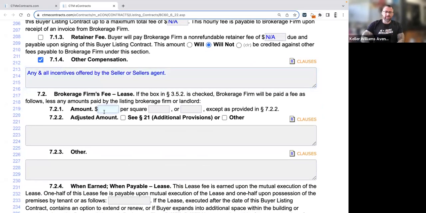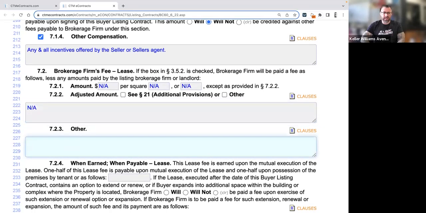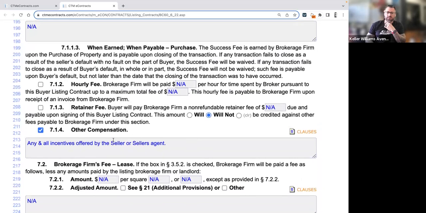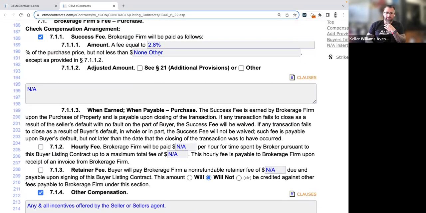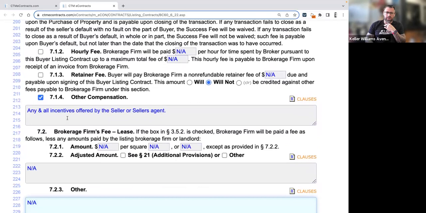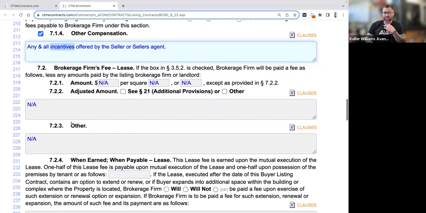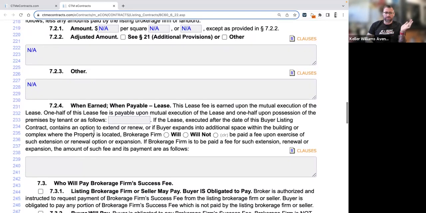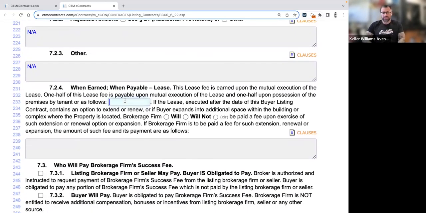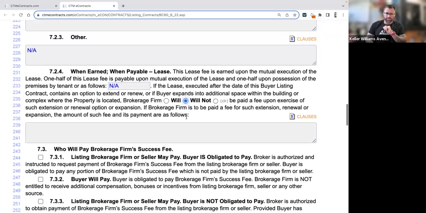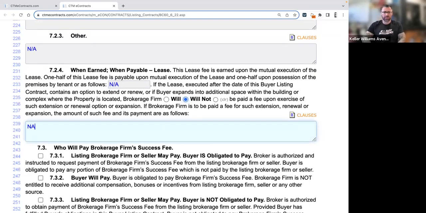Brokerage fee for a lease. Nope, I don't want to participate with the lease. So I'm going big on NAs over here. Nothing in the adjusted amount and nothing in the other. That's how I'm setting up my commission. I want 2.8%. And you're going to allow me to collect any and all incentives offered by the seller or the seller's agent. And as we're going through, there is no other fees that are coming in here. Again, here's another lease. So we're going to go NA. Again, will not. And this is in the same transaction. So I'm going to go NA here.